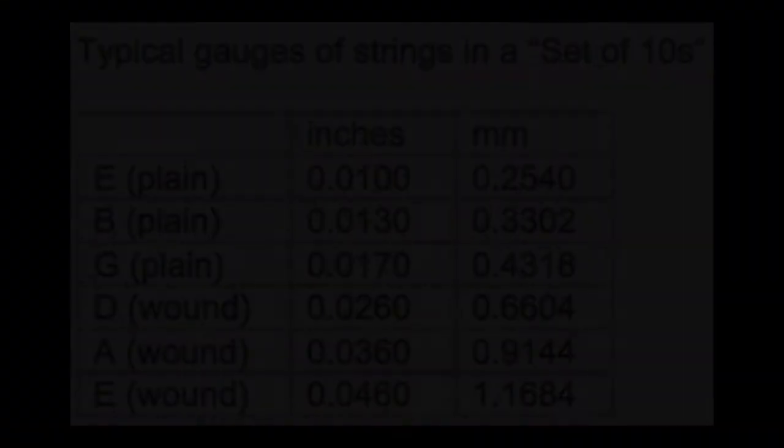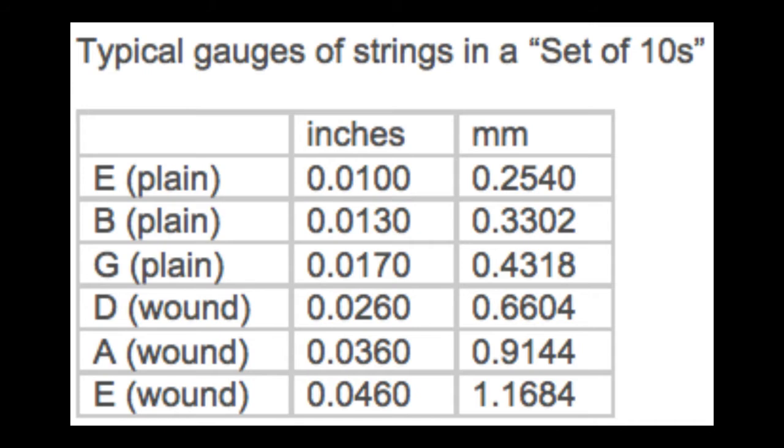The guitar has 6 tunable steel strings. The gauges, or thicknesses, of the strings are as follows. The thickest one is 0.046 inches, which is the E string. Then the A string is 0.036 inches. The G string is 0.07 inches. The B string is 0.013 inches. And the thinnest string, the high E string, is 0.01 inches.